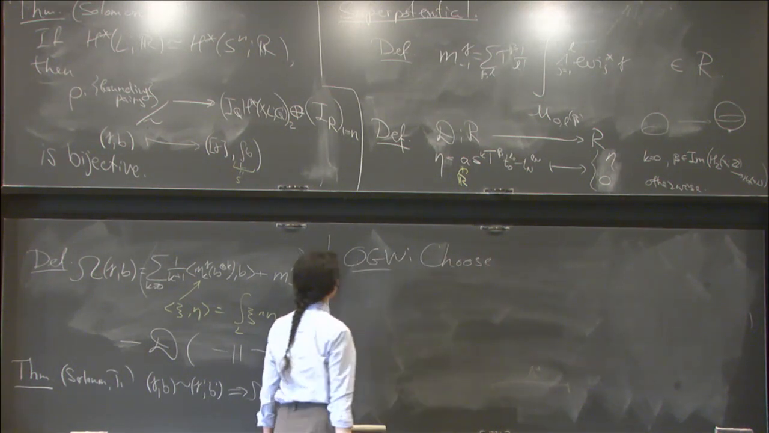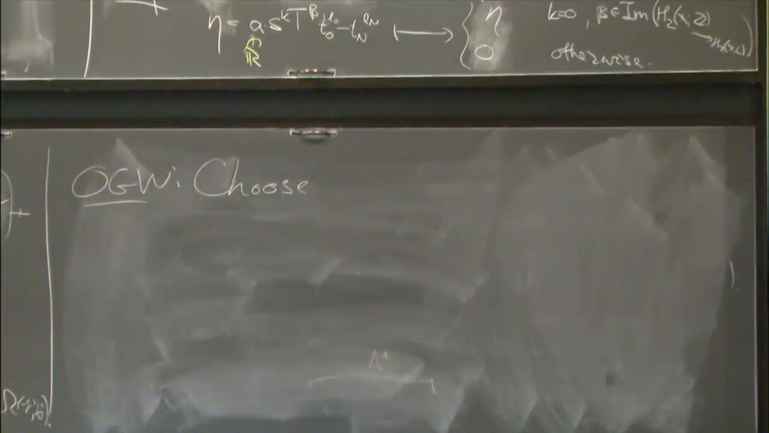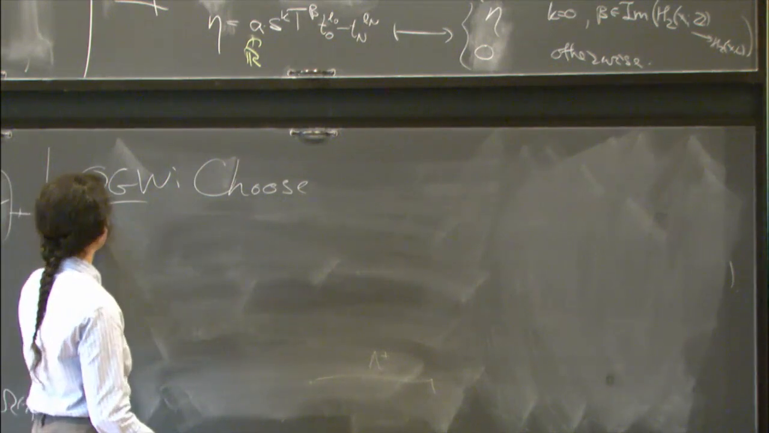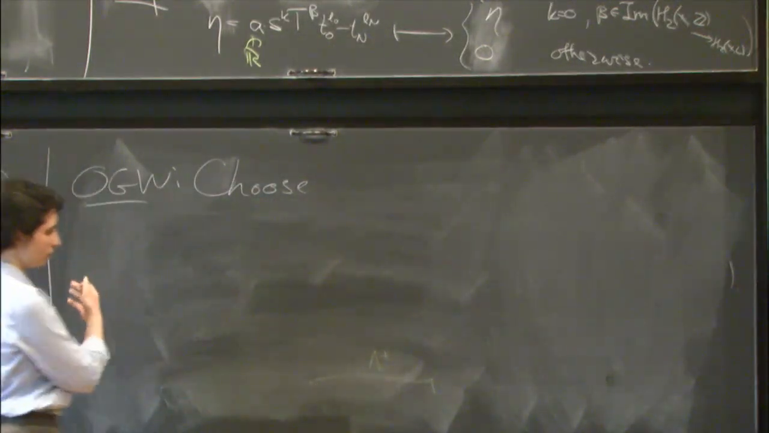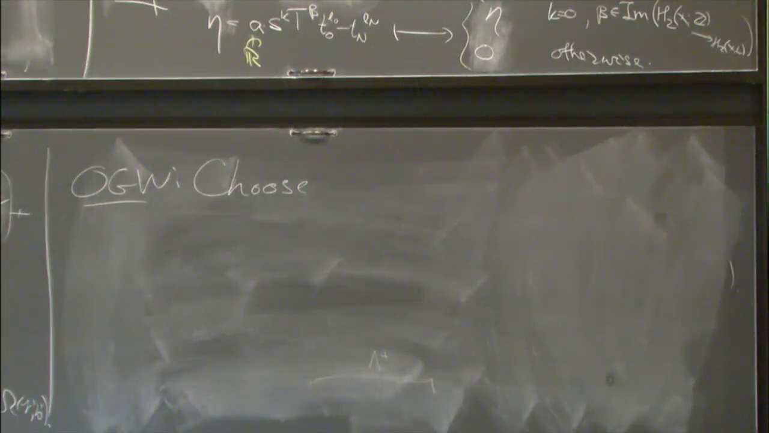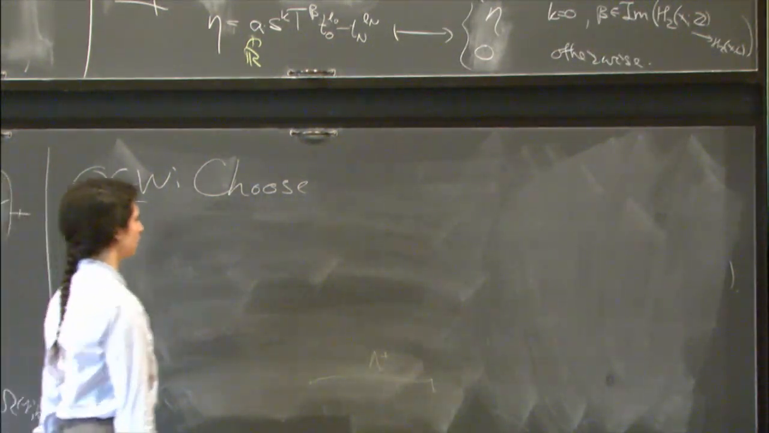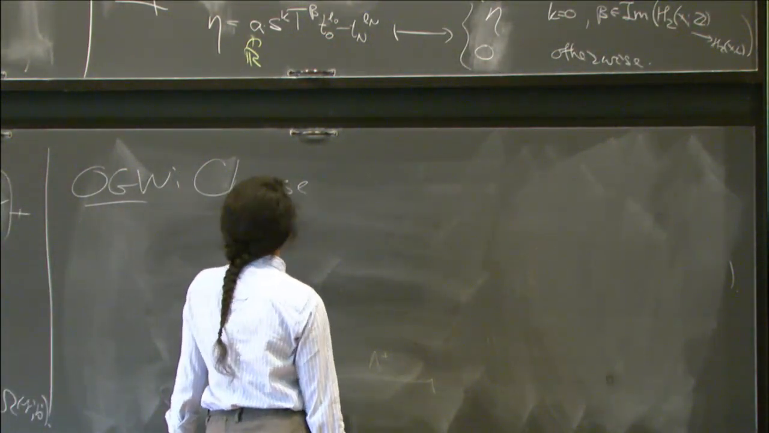Well, I will use the same choice later also for the WDVV equations. Yeah, we have a good shot of getting there. It's not really only for OGW. You can really think of this particular choice for the rest of the discussion. Maybe better.